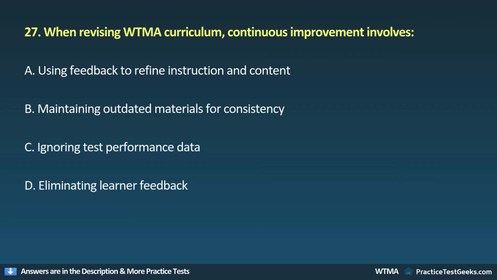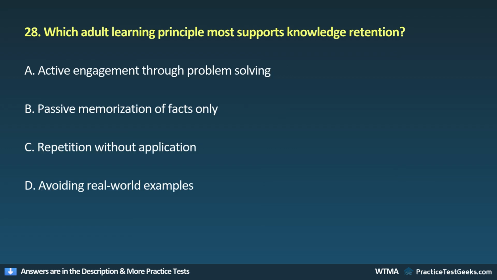27. When revising WTMA curriculum, continuous improvement involves A. Using feedback to refine instruction and content. B. Maintaining outdated materials for consistency. C. Ignoring test performance data. D. Eliminating learner feedback.